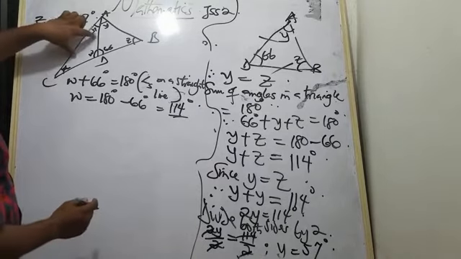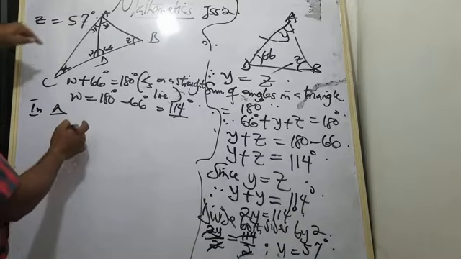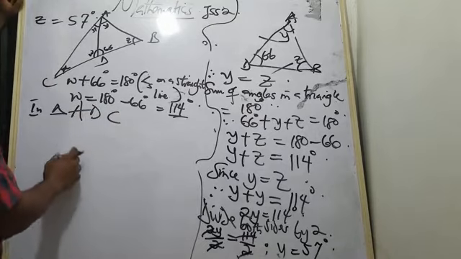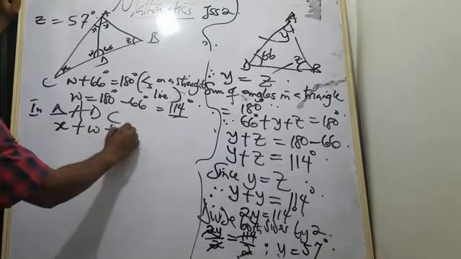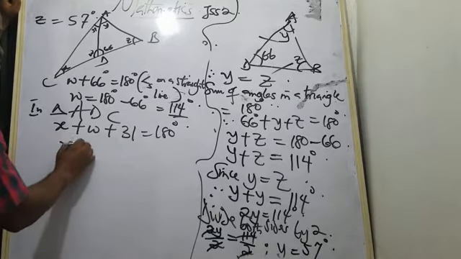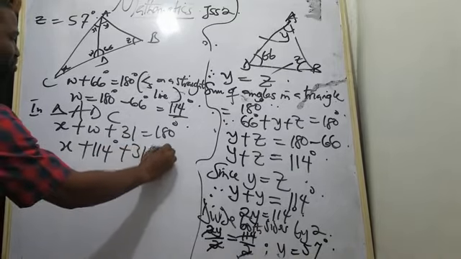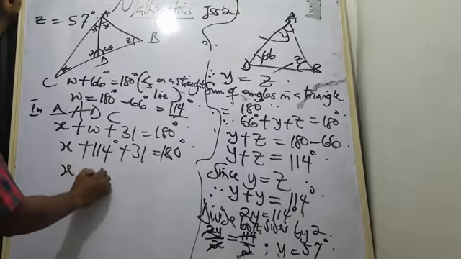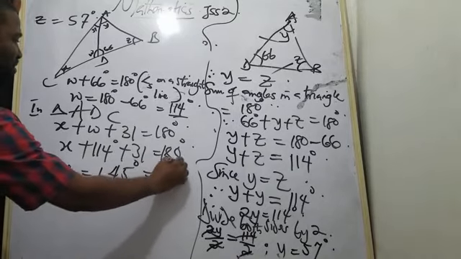And then you know that this is in triangle ADC, okay? Now, you know that the sum of angles in a triangle is 180 degrees. So you have x plus w plus 31 must give you 180 degrees. So what is our x? We don't know. Plus w, 114 degrees, plus 31 to give you 180 degrees. So x plus 145 degrees gives 180 degrees.